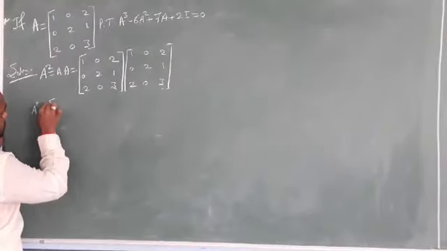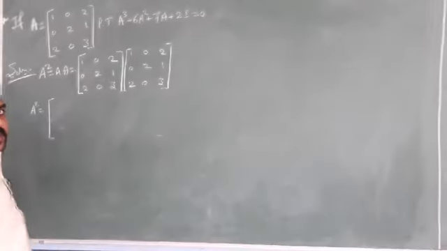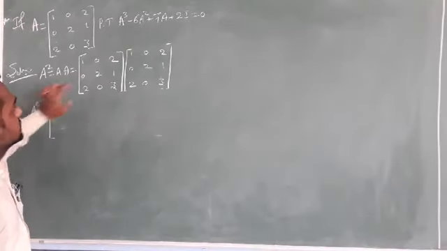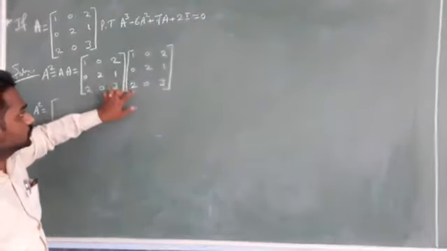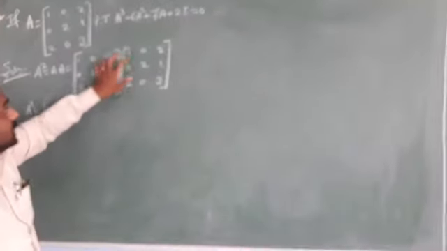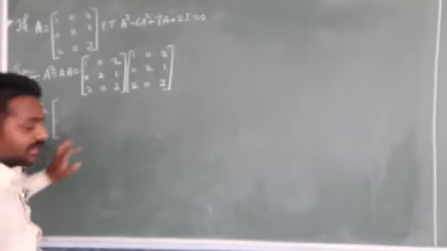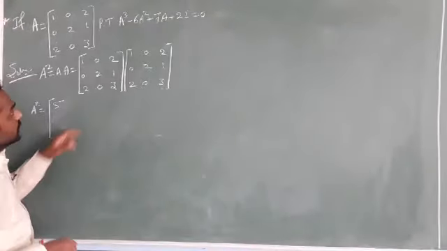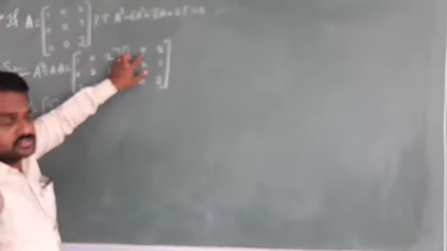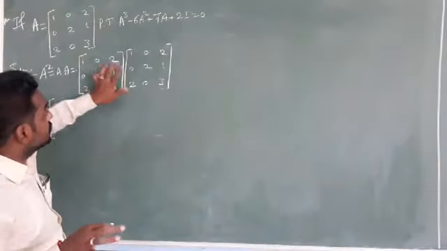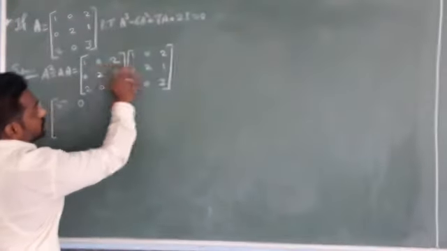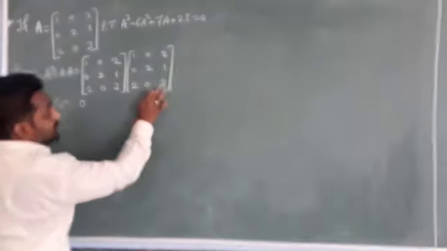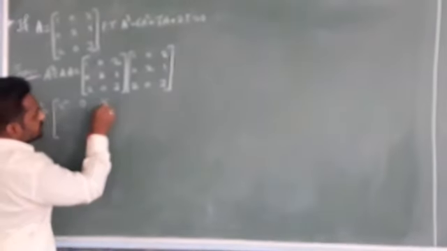Okay, so A square equals to, again a 3 by 3 matrix. Yes, 1 into 1, that is 1. 0 into 0 0, 2 into 2 4. So 1 into 1 plus 2 into 4, that is 5. 1 into 0 0, 0 into 2 0, 2 into 0, that is 0. 1 into 2 2, 0 into 1 0, 2 into 3 6, 6 plus 2, that is 8.